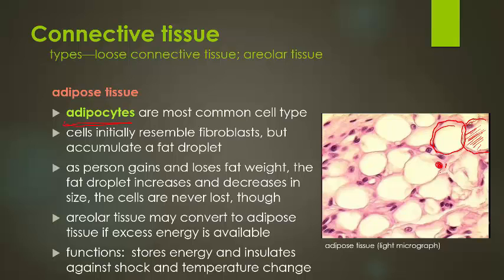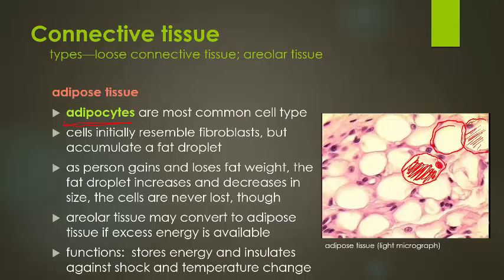There's a nucleus in this particular adipocyte. So the nucleus and the organelles are all squeezed over into this little corner, and the bulk of the cell is made up of, I'm sorry, of the fat droplet. Once we convert a fibroblast to an adipocyte, once an adipocyte is made, it never goes away. It always remains there as an adipocyte. As a person gains or loses fat weight, that droplet merely increases and decreases in size. So once there, always there.